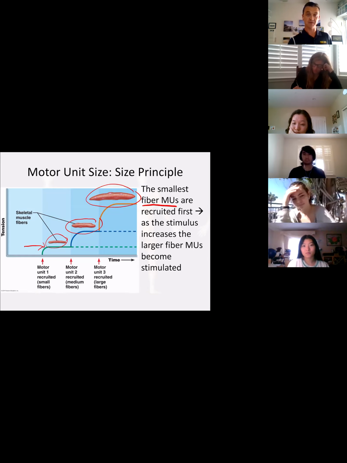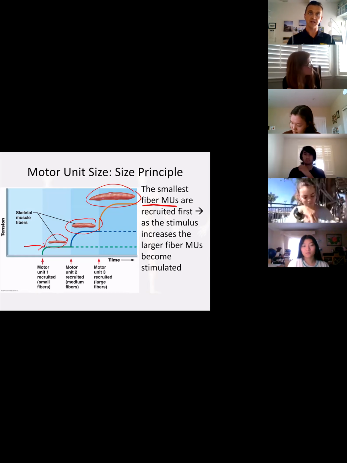But then when I go to kick that ball as hard as I can, the brain knows that that's going to need more force. So it sends a stronger stimulus, which will activate more motor units, and it'll activate the bigger motor units too. So there's that conscious level usually of how much force production the brain thinks is needed. And then it'll send a stronger stimulus to meet that demand.